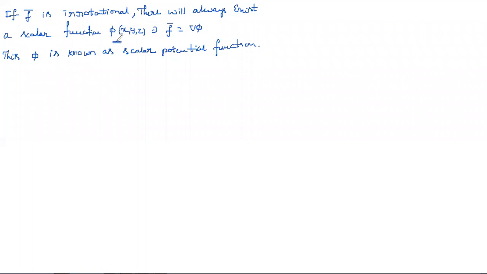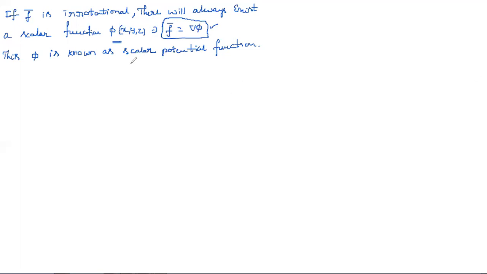So that phi exists, phi should satisfy the condition. What is that condition? F bar is equal to del phi. Whatever the scalar function we are saying, that function should satisfy this condition. It means after getting phi, if you find del or grad of this, what you need to get is whatever the vector they give.